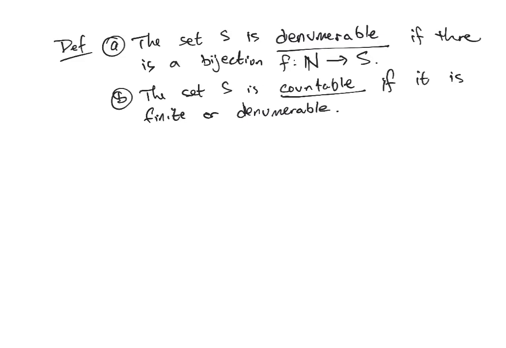Now, instead of denumerable, some people like to say countably infinite. And then some people actually take denumerable to be countable, and then they have to say things like finite or countable. Anyways, just for this course, we're going to take denumerable to mean you have to be infinite and have this bijection with N. And countable means either finite or denumerable.